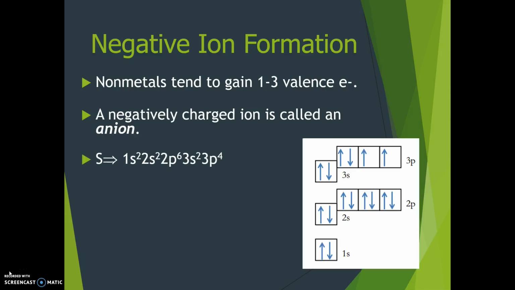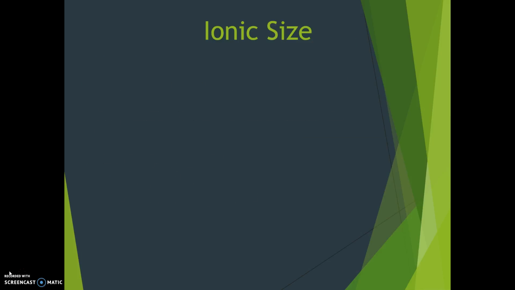Again, our example was sulfur with the ground configuration of 1s2, 2s2, 2p6, 3s2, 3p4. Sulfur is going to try to fill in its 3p sublevel by gaining 2 electrons, producing a sulfur 2- ion with the new configuration of 1s2, 2s2, 2p6, 3s2, 3p6. And you can see those 2 electrons added to the Aufbau diagram on the right.